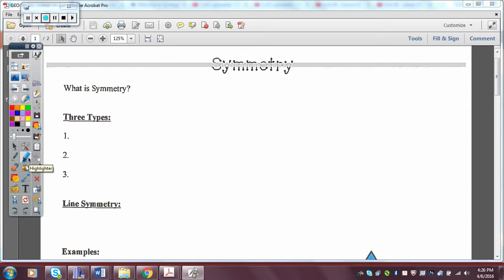About the notion of symmetry. So go ahead and highlight your title for me, please. And then highlight, first question, what is symmetry?